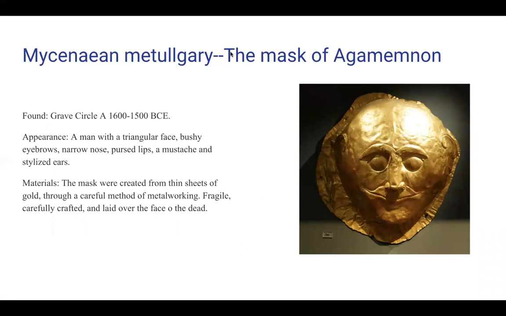The mask of Agamemnon is a Mycenaean metallurgy. It's found in Grave Circle A, and its appearance is a man with a triangular face, bushy eyebrows, narrow nose, pursed lips, a mustache, and stylized ears. The materials used to create the mask were thin sheets of gold, shaped through a careful method of metalworking, fragile, carefully crafted, and laid over the face of the dead.